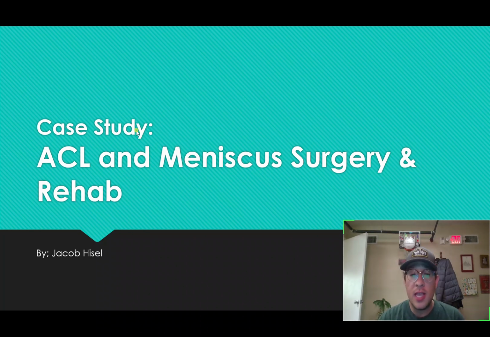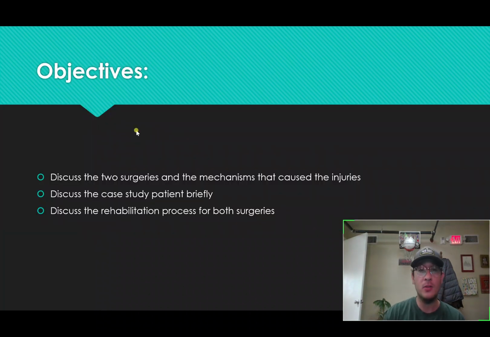So my case study is going to be on the ACL and meniscus surgery and rehab. I'm going to go over the injury itself, what the mechanism is, as we go right here. Discuss the two surgeries. We're going to go over the mechanisms that cause the injuries, and then we are going to discuss the case study briefly on my patient, just let you know where they're at. And all that other good stuff. And then we're going to discuss the rehabilitation process for both surgeries.